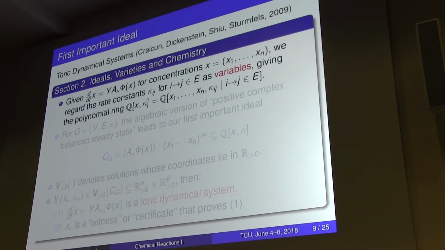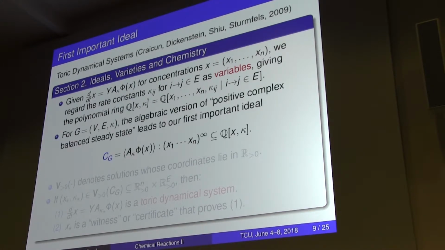So again, here's our system with our variables. And in this case, I'm just going to write the rate constants that way, but I'm going to regard them as variables. So now I'm going to work in the polynomial ring with, because remember, these are the concentrations of the species. Those are the rate constants. So these are now just all variables.